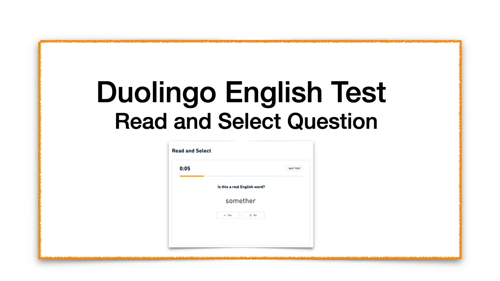This video is about the read and select question type in the Duolingo English test. This video has three parts. In the first part, I will talk about the pattern of read and select question type and the kind of changes it has undergone in 2024. In the next part, I'll discuss how to prepare for the test, and lastly, we'll have a look at some online practice. So let's start.